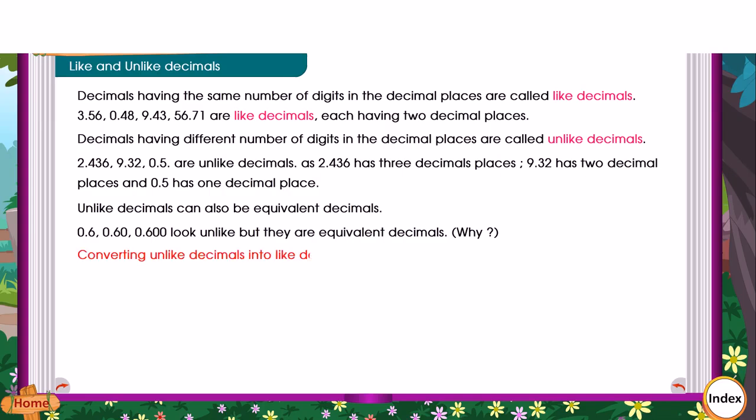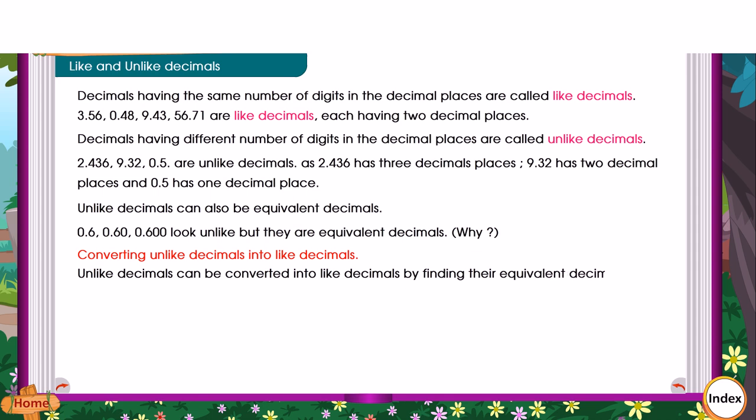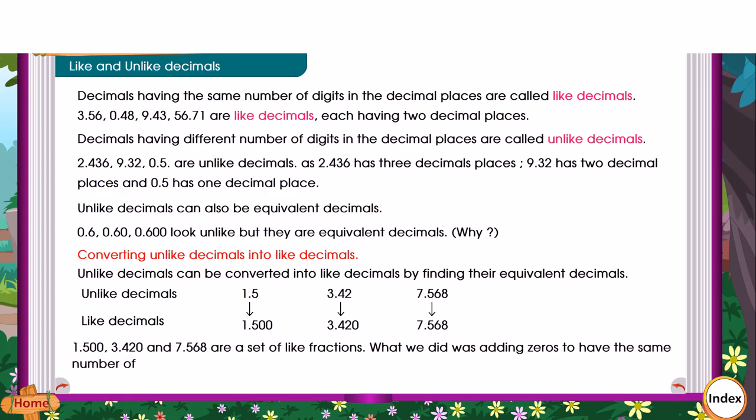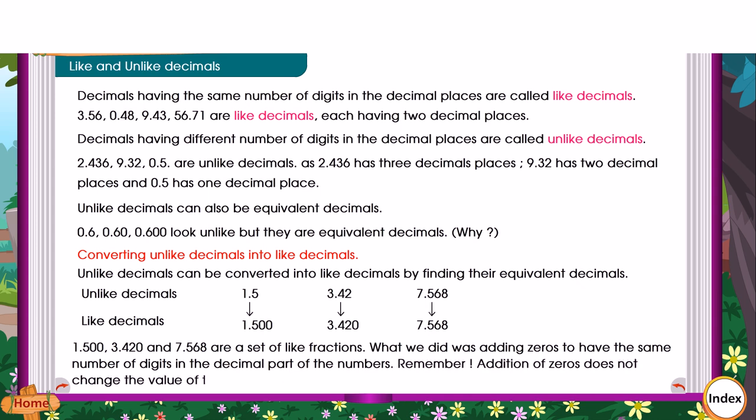Converting unlike decimals into like decimals. Unlike decimals can be converted into like decimals by finding their equivalent decimals. Unlike decimals: 1.5, 3.42, 7.568. Like decimals: 1.500, 3.420, 7.568. 1.500, 3.420 and 7.568 are a set of like decimals. What we did was add zeros to get the same number of digits in the decimal part of the numbers. Remember, addition of zeros does not change the value of the decimals.